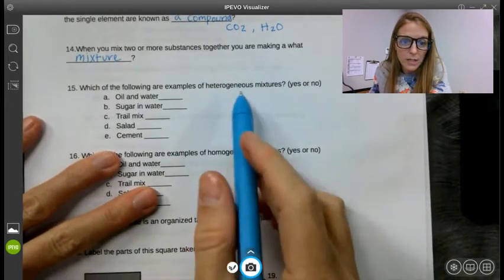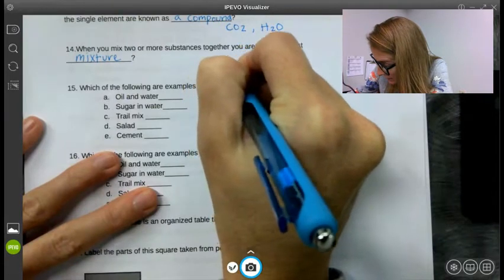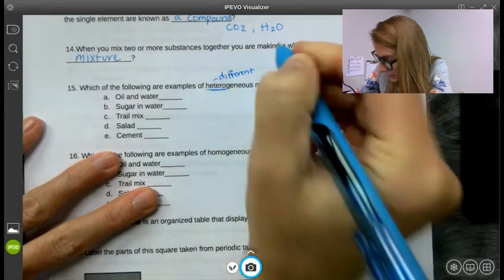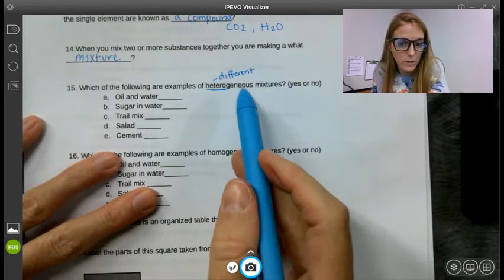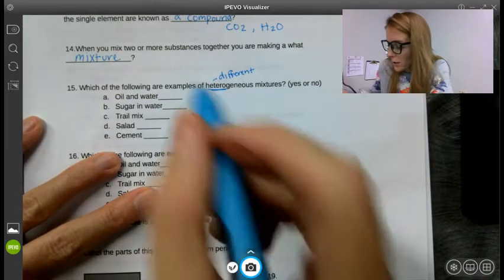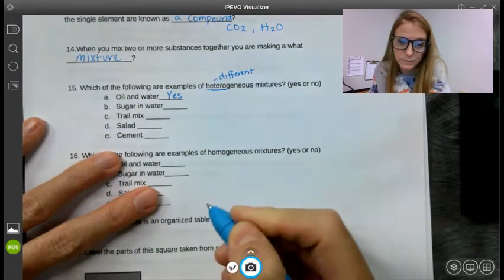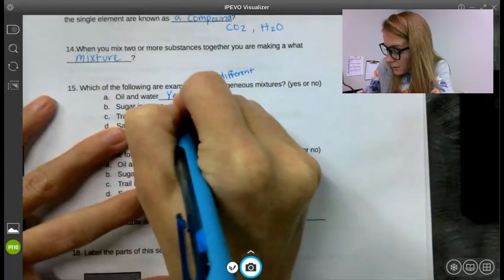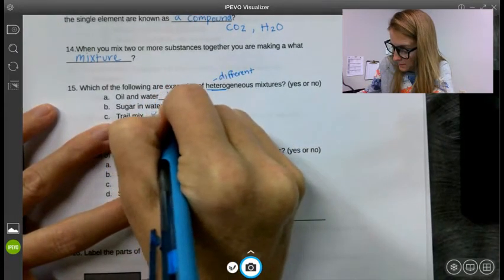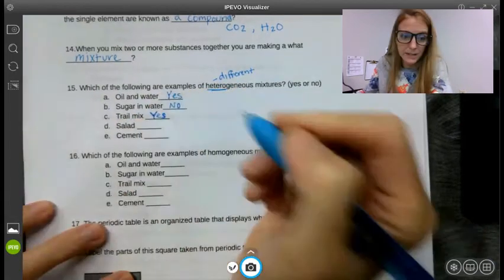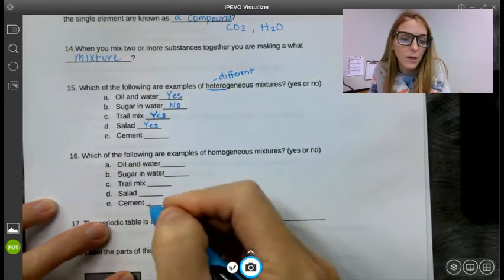So which of the following are examples of a heterogeneous mixture? Remember that hetero means different, meaning you can pull the pieces out, you can see the different parts. So you're just going to say yes or no if it's a heterogeneous mixture. So oil and water, I did this example. Can you see the two different parts? Yes, you can. Sugar and water? No, because it dissolves. Trail mix? Yes, because you can pull out the parts that you like. A salad? Yes. If you don't like certain things on a salad, you can pull them off.